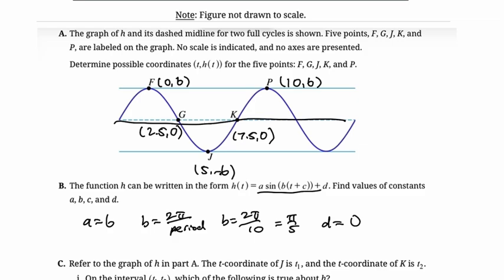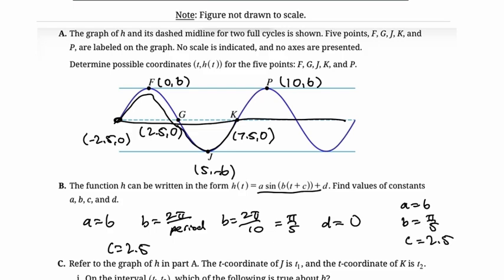For C, it is the phase shift. A sine function usually starts at the midline, goes up, and then goes down, and then goes back up. So this point would be (-2.5, 0), and that's how far the sine wave was shifted. Because it was shifted to the left, you have to make C positive, and C equals 2.5. So all of the constants: A equals 6, B equals pi over 5, C equals 2.5, and D equals 0.